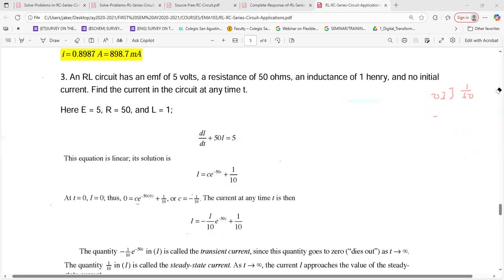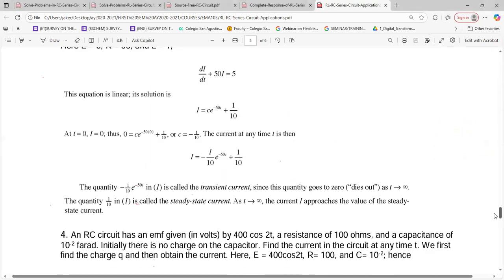Now, if this is your equation already, similar to the one I have written here on the right, this is the working equation. It's written that way, class, so that you will know the context of the transient current and the steady state current. Here, we call this the transient current. The transient current is the current which is dependent on time, and it says here, it dies out as t approaches infinity.